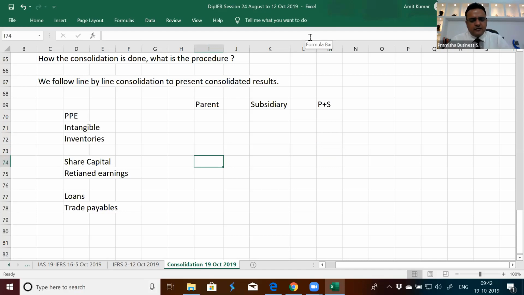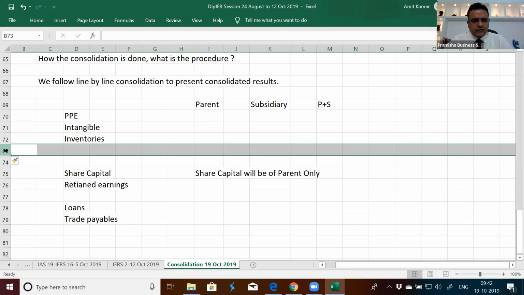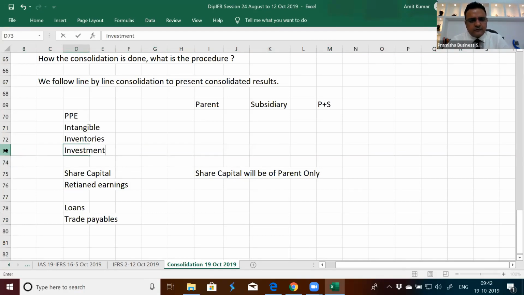Share capital will be of parent only. I'll tell you why. Because the parent is indirectly acquiring the subsidiary through this investment. So there is a line in the parent's books known as investment in subsidiary. Now suppose this investment is 200,000. This line will not exist in the subsidiary, because by investing 200,000, the parent has acquired the share capital of the subsidiary.